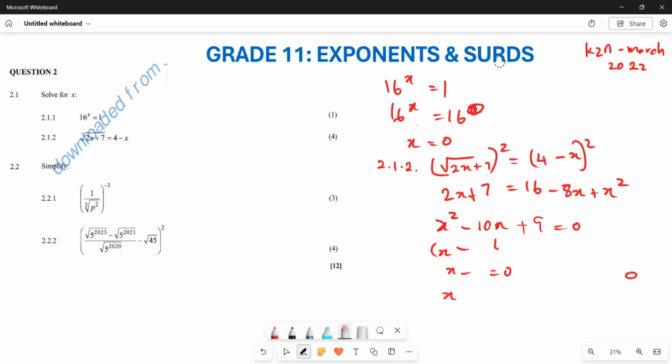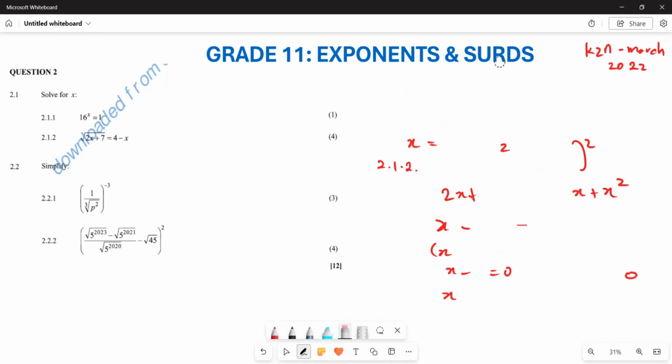Now, let's move swiftly along. I want us to do 2.2.1, which is going to be our target, right?